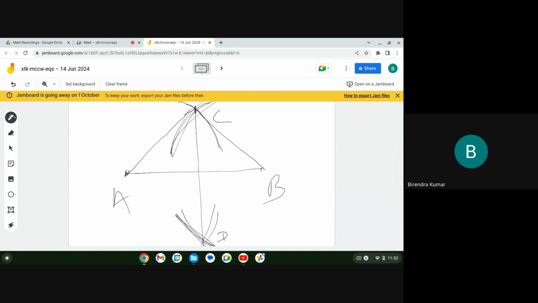Now what I'm doing is, let's say this meets at point O. I'm just joining these points. Here, look at triangle AOC and triangle BOC, meaning this triangle and this triangle.